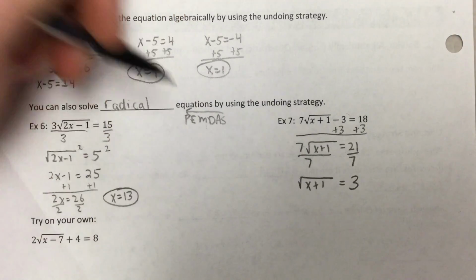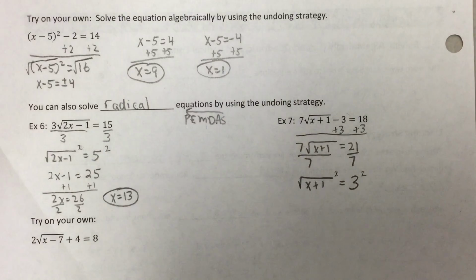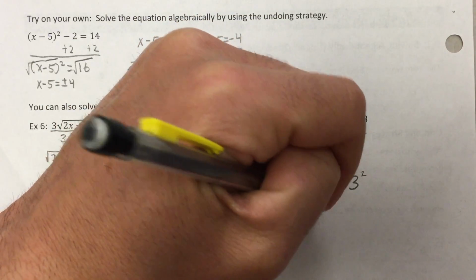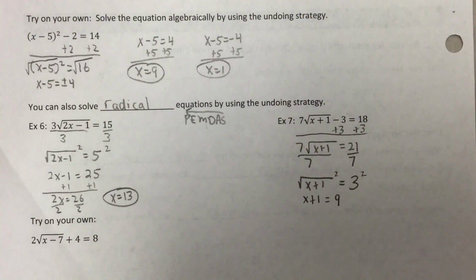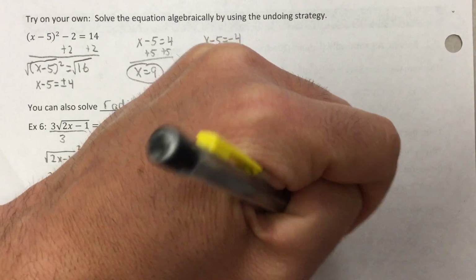Now I'm undoing exponents. So to undo a square root, I'm going to square each side. The square and the square root cancel out, so we're left with x plus 1. And 3 squared means 3 times 3, which is 9. We're going to subtract 1. You get x equals 8.